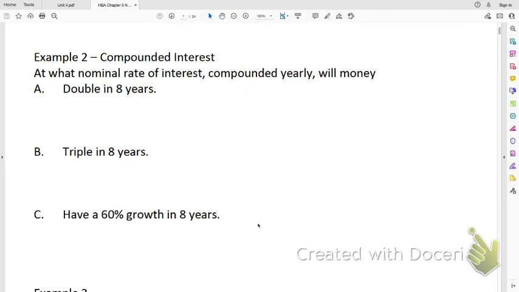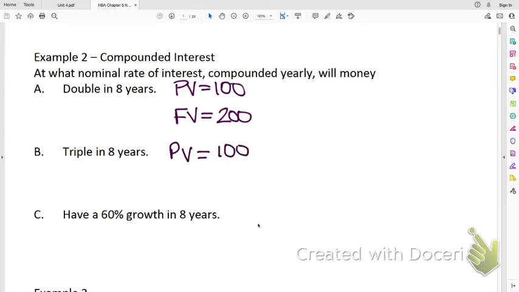$100. Sounds perfect. So my basic setup for this is going to be my present value is going to be 100. Therefore, what is my future value going to be? 200. This is part A. What's going to change in part B? Present value will be what? My present value stays 100. My future value becomes what? 300. Right? Triple.